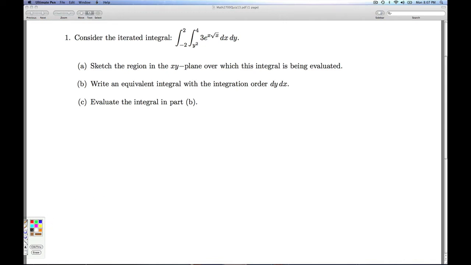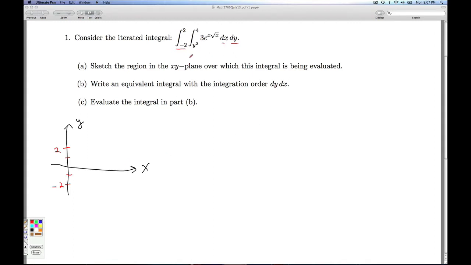So let's go ahead and get our axes here, x and y. We'll look from the outside in. The last integral we perform is an integral on y. The y is being chopped up from a constant -2 to a constant 2. So that's the interval we're chopping up on the y-axis.